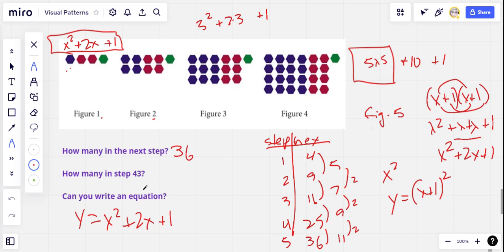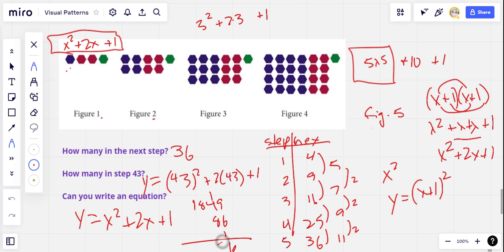Now, all we have to do to calculate the number of hexagons in figure 43 is to plug 43 in for x. Don't forget to plug it into both places. So y equals 43 squared plus 2 times 43 plus 1. Now, 43 squared is 1,849, and 2 times 43 would be 86, and then plus 1. So I'm getting 1,936. Is that what you got?